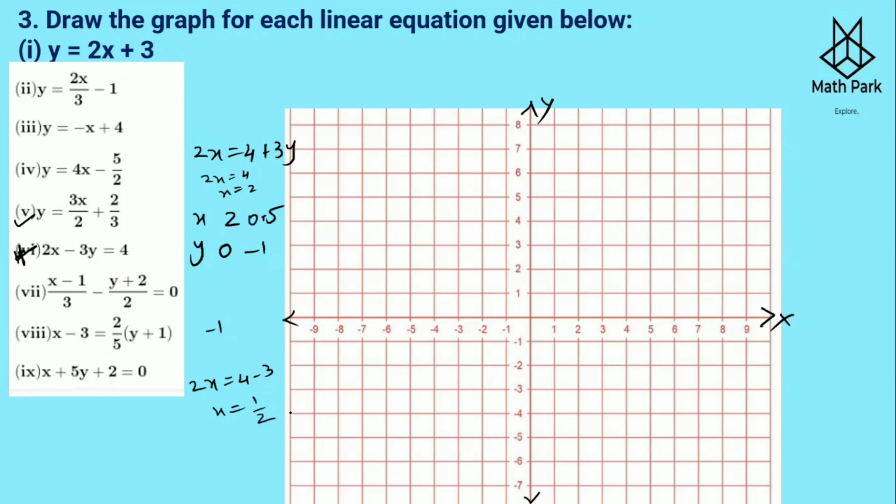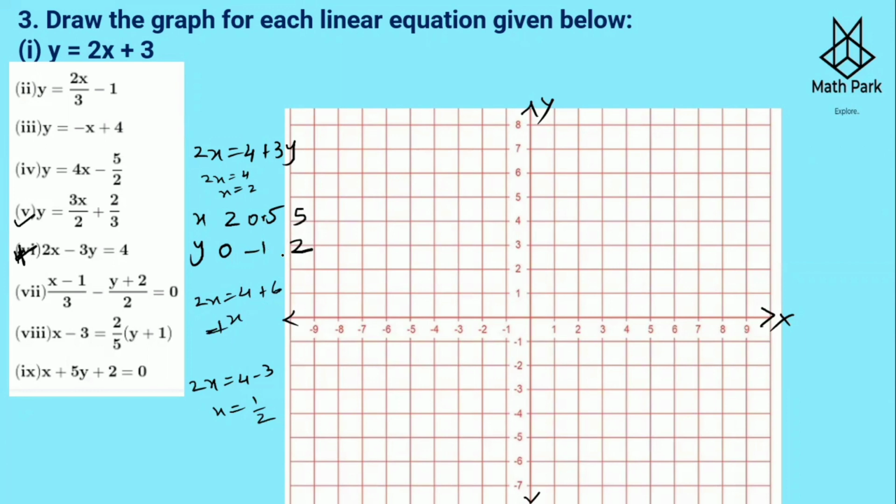If we put y is equal to 2, so you get 2x is equal to 4 plus 3 times 2, which is 6, so it is 10. So x is equal to 10 upon 2, which is 5. So if you put y is equal to 2, you get x is equal to 5.